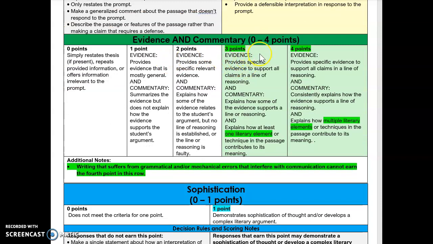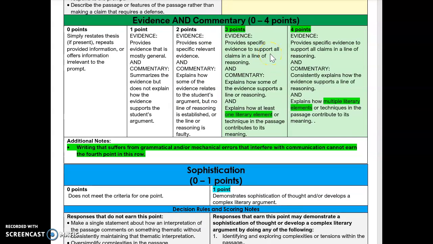All right, evidence and commentary is 0 to 4 points. Again, before, a lot of people were earning points. In this section, I only highlighted green because we want to make sure that we're getting those 3s and 4s. This is what a lot of people were missing with their evidence and commentary. They did not explain how multiple literary elements or techniques in the passage contribute to its meaning.